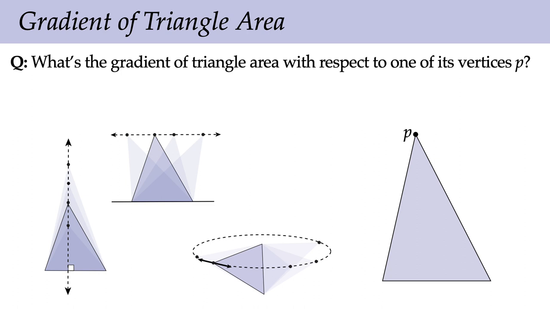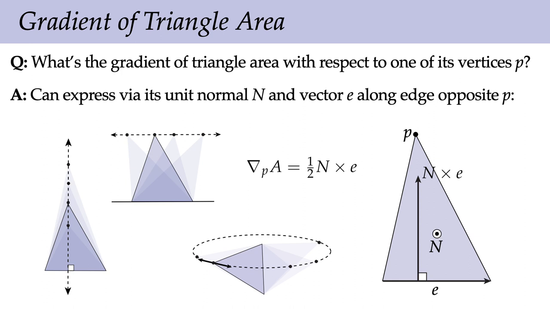One nice way to write this final expression then is to notice that the vector E that goes along the base has length equal to the base length. And I can get a vector perpendicular to the base by just taking the cross product with the unit normal. So if I do N cross E, I get a vector perpendicular to the base that has length equal to the base length. I know that that's the direction that I want, and I know that that's the magnitude that I want up to a factor of 1/2. So the gradient of triangle area with respect to the point P is just 1/2 N cross E.